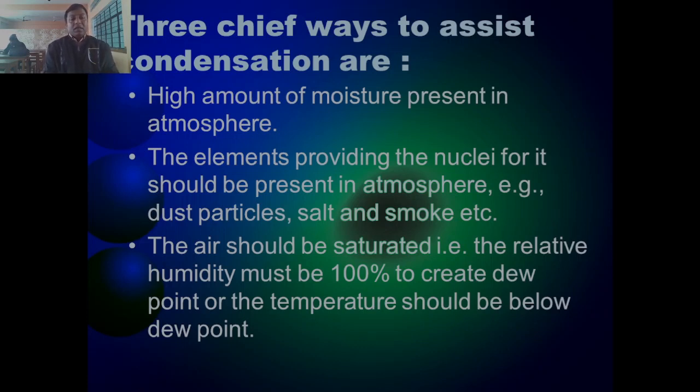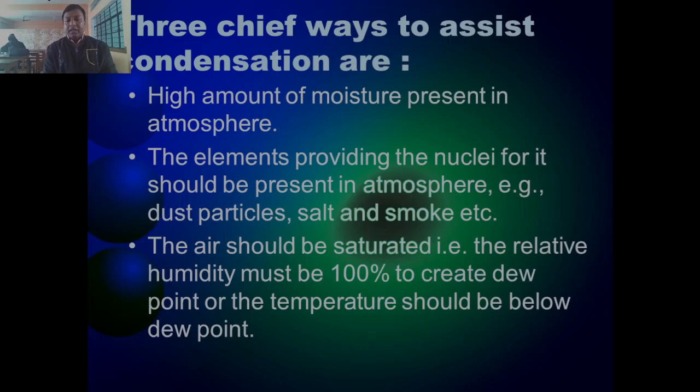The second one is that elements providing nuclei should be present in the atmosphere. Dear students, after 2 to 3 kilometers, when the water vapor has less latent heat, almost none, it is due to some dust particles, which are called nuclei, and salt and smoke, that the air molecules are retained over there.